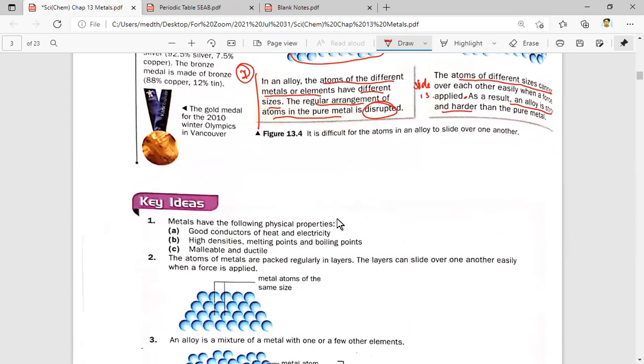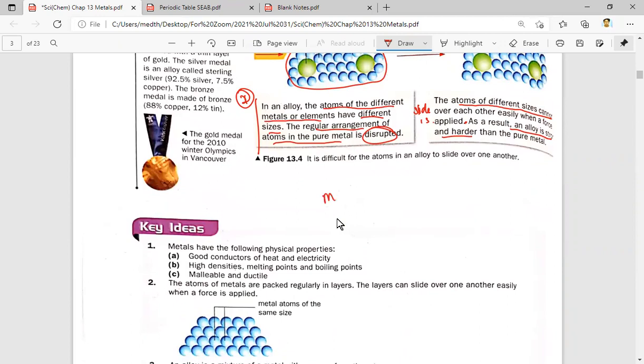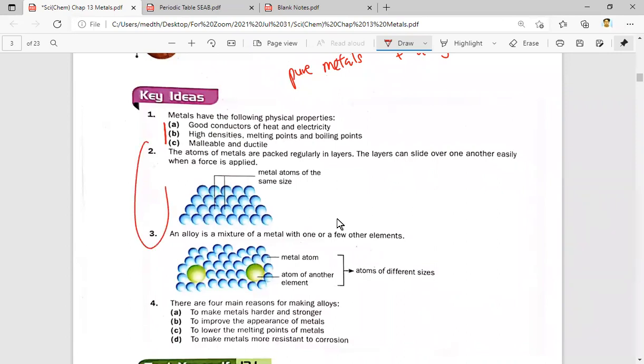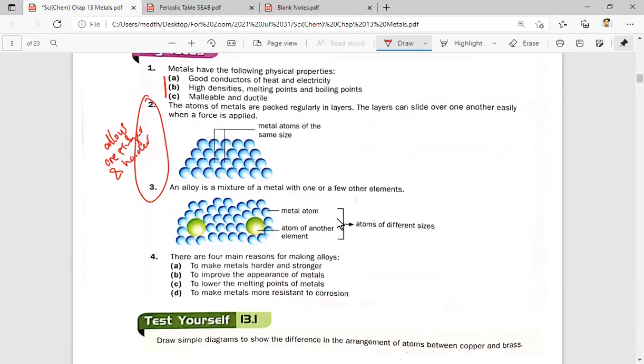So in terms of 13.1, we're really just trying to find out what pure metals are about. Then, once we know what a pure metal is, we focus on the alloy part. So the key idea behind 13.1, these are the 3 physical properties of metals. Next, 2 and 3 come together. It's really about how alloys are stronger and harder. Then the 4th part is the reasons for making alloys. So this is what we have covered in 13.1 so far.